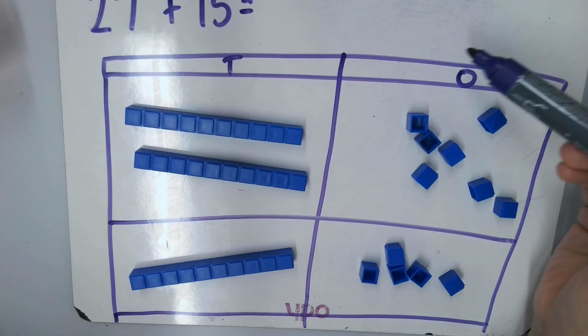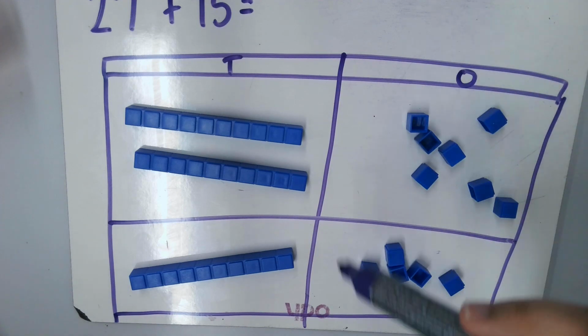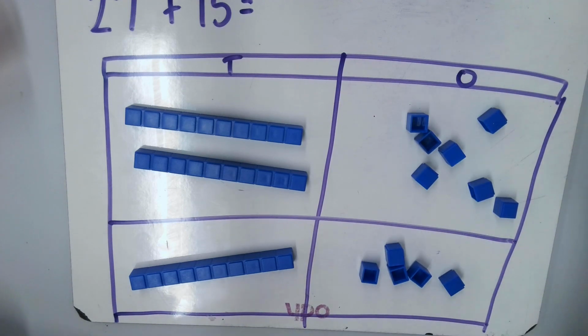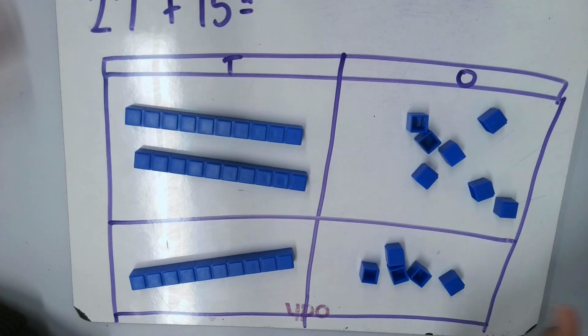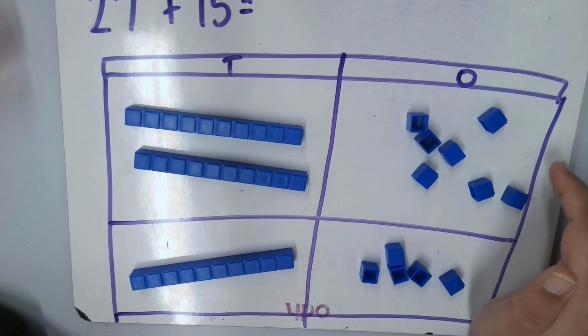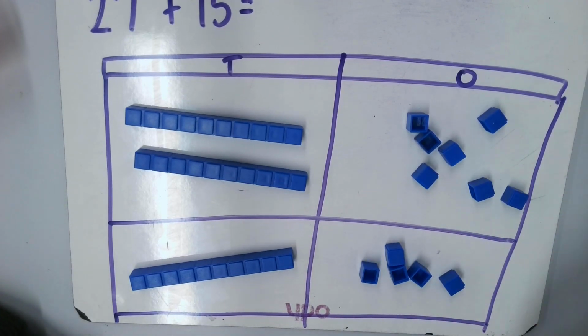I've got my ones column, and that's where I'm going to start. Just like in column addition, we always start with our lowest place value, and that for us is our ones. I can either do 7 add 5 in my head, or I can just count the Deans. I know my number bonds, and I know that 7 add 5 is 12.